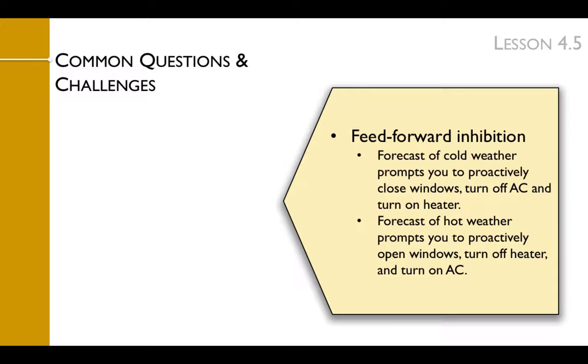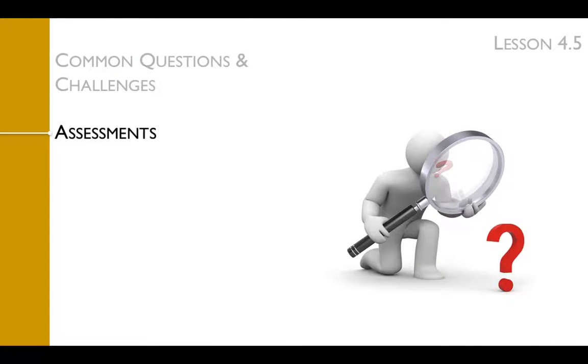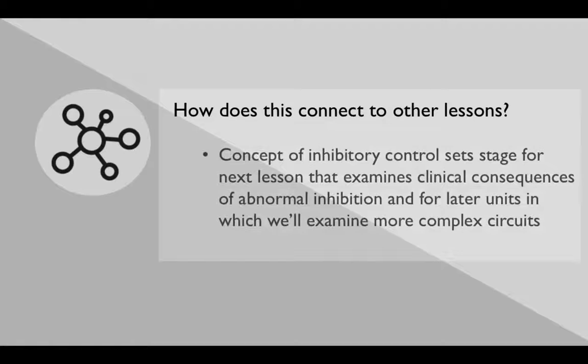At the end of this lesson, students should appreciate that the activity of our neural circuits are balanced through a variety of regulatory mechanisms, including feedback inhibition and feed-forward inhibition. The concept of inhibitory control sets the stage for the next lesson that examines the clinical consequences of abnormal inhibition, and for later units in which we'll examine more complex circuits.